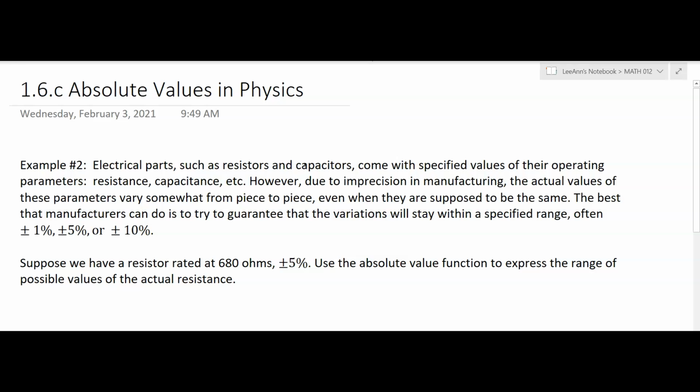So this is an application problem in the world of physics, and many of you might want to go on and take physics. It's a really good class. So they give us a little background here, and I typed it all in just so that we would have it.